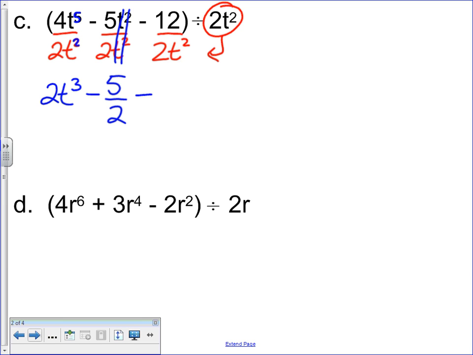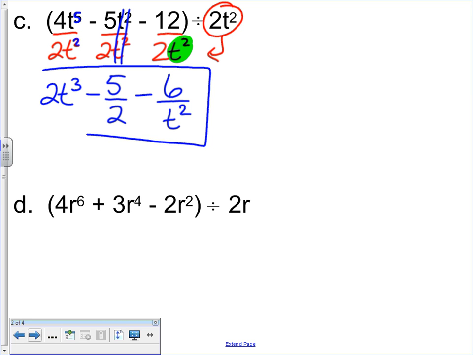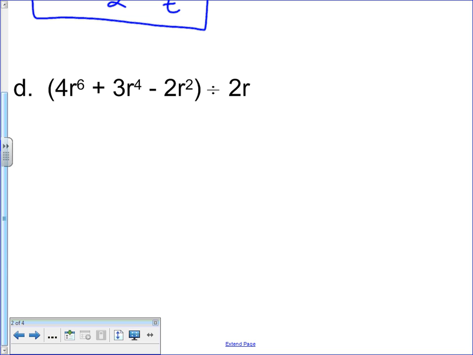And lastly, 12 divided by 2 is 6. The t squared on the bottom has nothing to divide, so it's going to stay dividing on the bottom. And that's your answer: 2t cubed minus 5 over 2 minus 6, all over, well, that over t squared. Now if you'd like to try d on your own, you should pause. Because what I'm going to do is put 2r underneath each part.